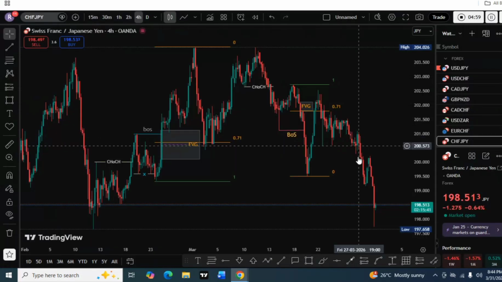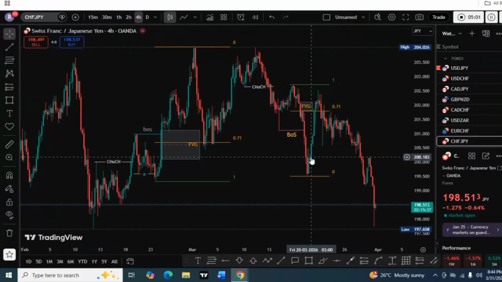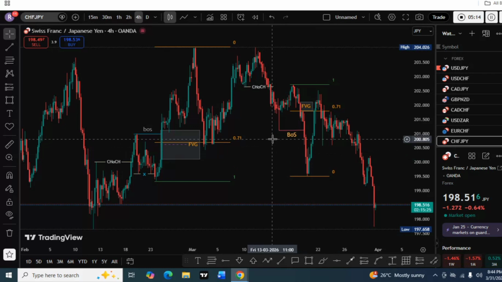On another example, let me show you another example of the trade on TradingView that I use to enter the market.